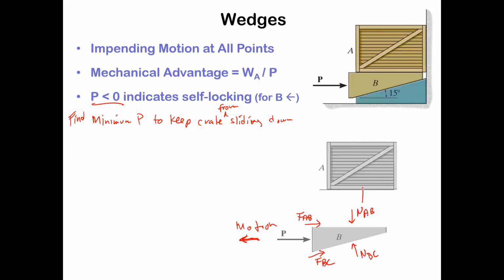You also have on this crate NAB here, and then FAB, which is going to be working to pull the crate away from the wall. You're going to have WA, and you're going to have an FA, and an NA.